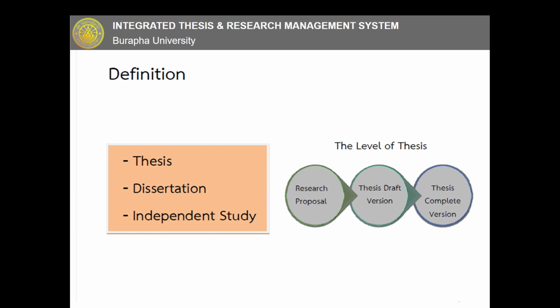So the structure of doing a thesis, dissertation or independent study has three main parts. When you're ready to work with your thesis, the first step is to submit your proposal. And when you have worked on your project, finished and are ready to defend, you have to go to the iThesis for the thesis draft version. And after you defend your work, you have to go to the iThesis system again for making a complete version.